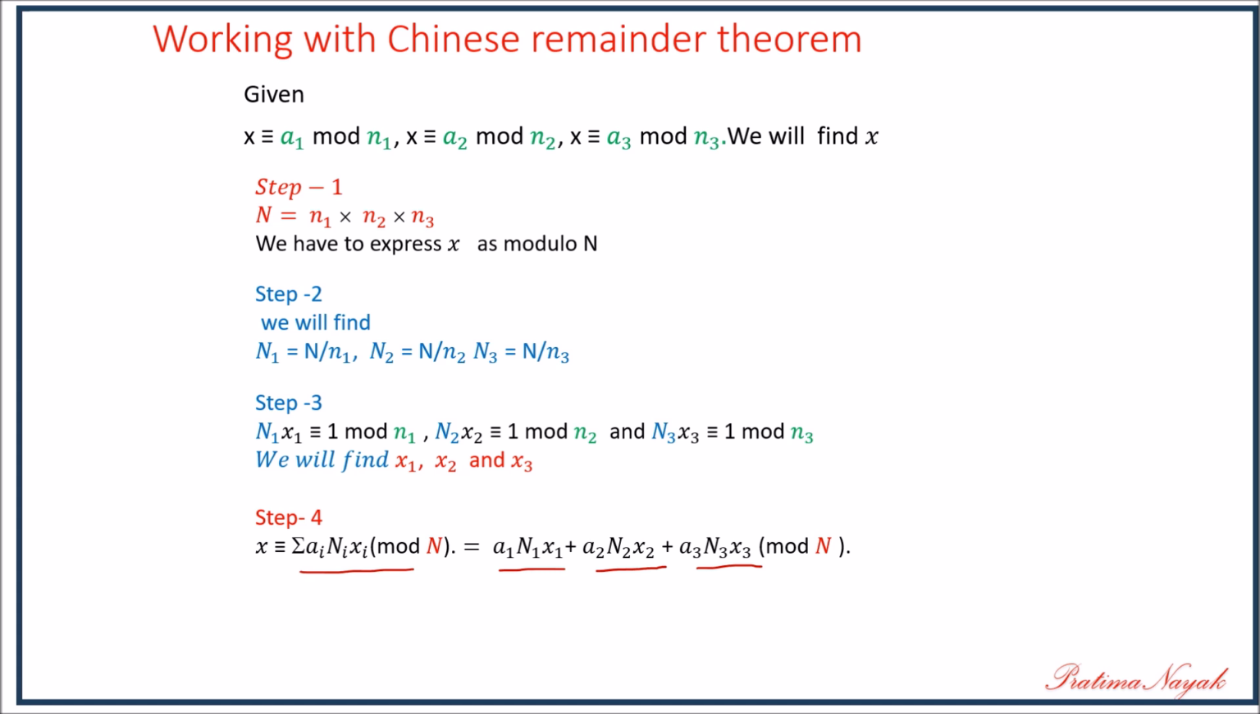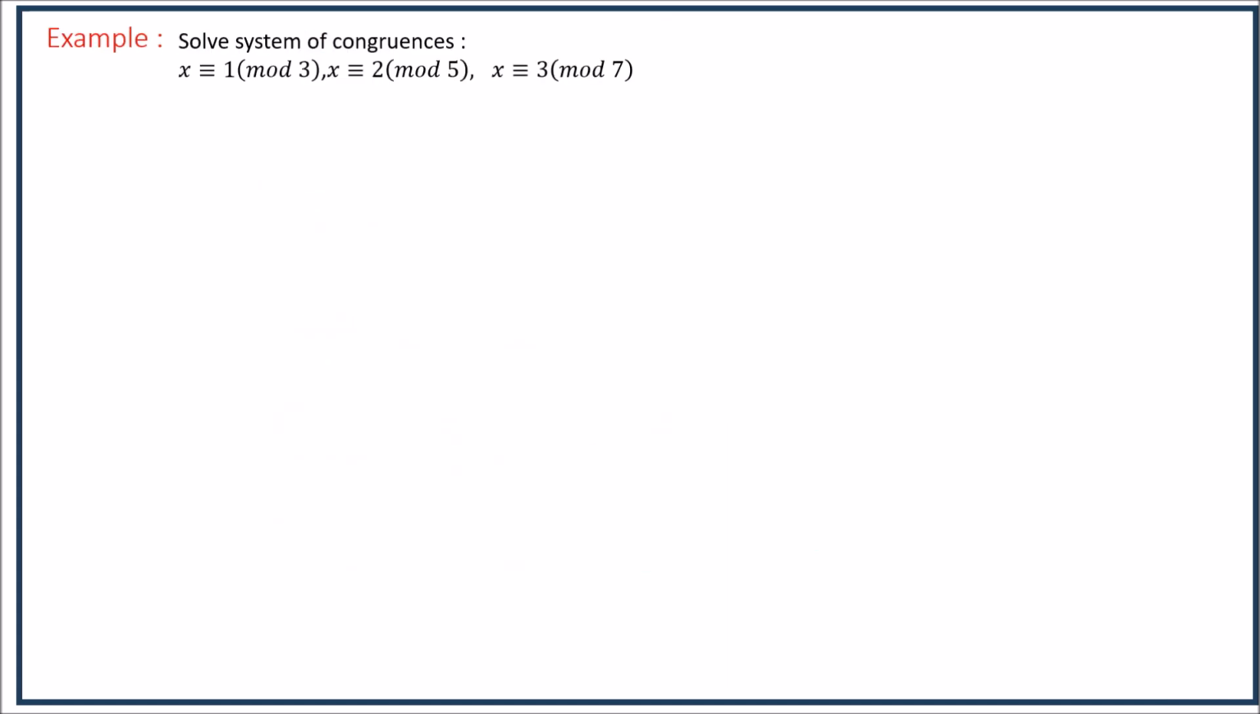So let us go to an example. There is a question: solve the system of congruences x is congruent to 1 modulo 3, x is congruent to 2 modulo 5, x is congruent to 3 modulo 7. We have to find x. So solve the system of congruences means find x.